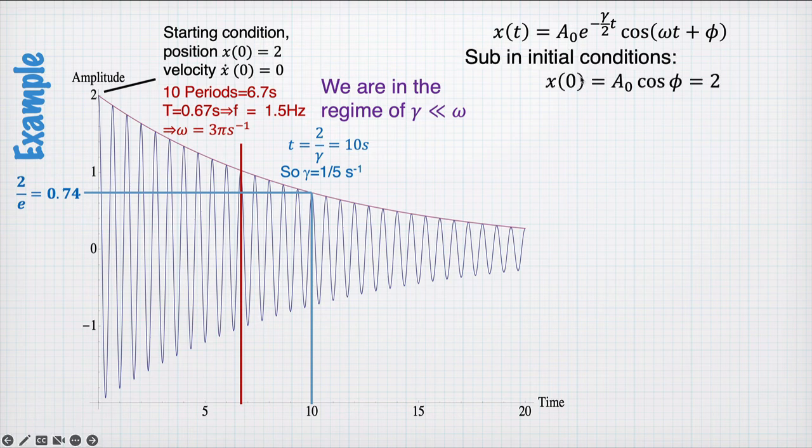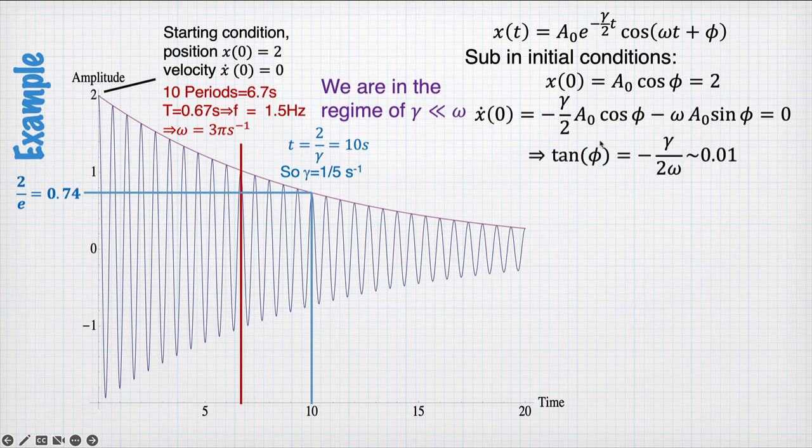We'll substitute in our initial conditions, so at time equal to 0, we have initial position of 2, which gives us A naught times cosine phi is equal to 2. To do the initial velocity, we take the time derivative of our function here and then evaluate it at time equal to 0 and set that equal to our initial velocity. So if we take the time derivative of this and set time equal to 0, we would find this equation here, and we set that equal to 0. Solving this for phi, we find that tan phi is equal to gamma on 2 omega, which is equal to 0.01. So in fact, phi is very small. It's approximately equal to 0 because gamma is much, much less than omega in our case.